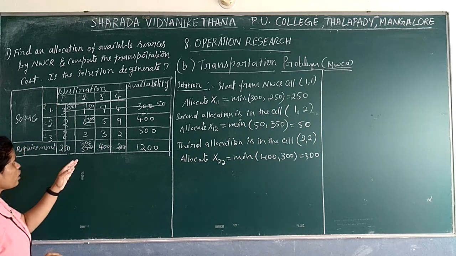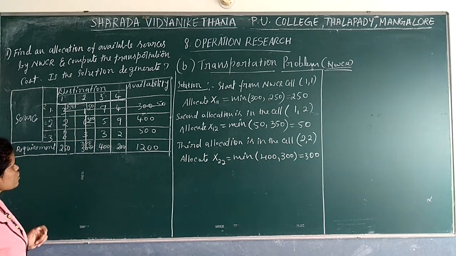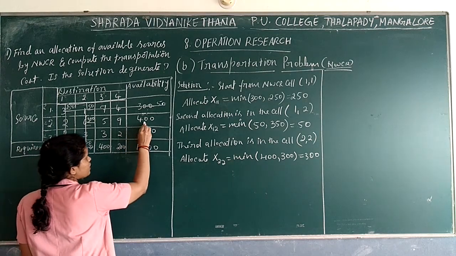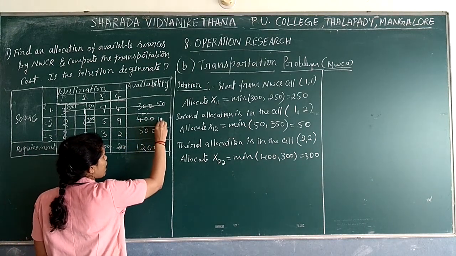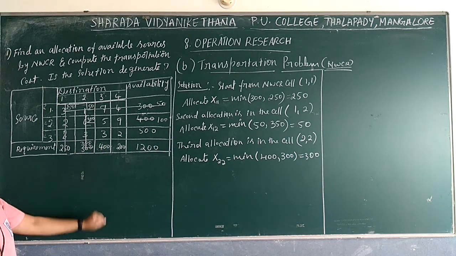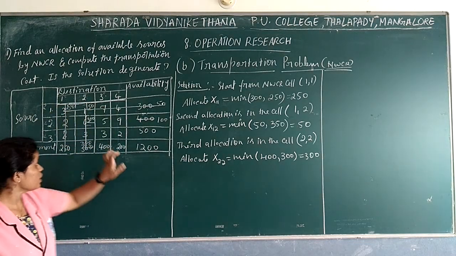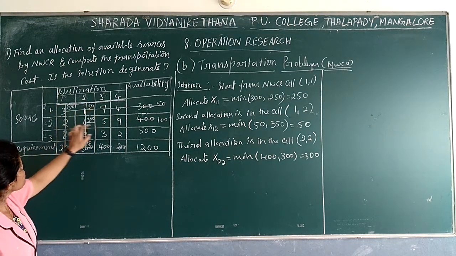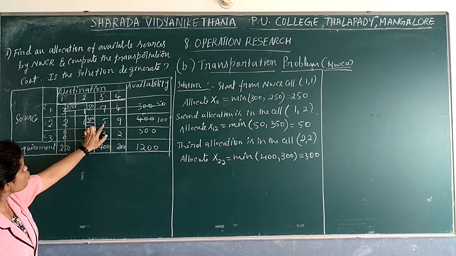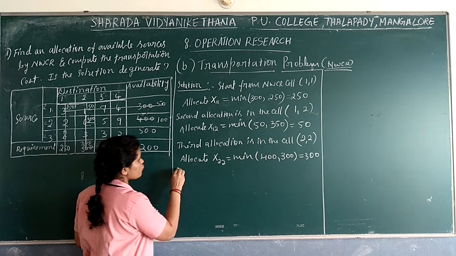Now see which row and column is satisfied. Here this particular column is satisfied since we allocated 300 there. Now if we take 300, what is remaining here? 100 is remaining. Okay. Now see which is the corner cell. These two columns got over, this row got over. Now this is the corner cell. Which is that cell? 2, 3.